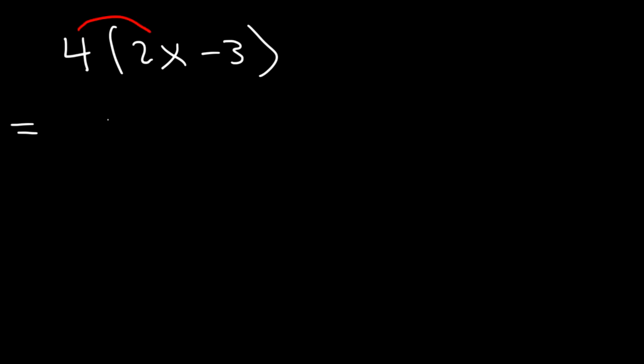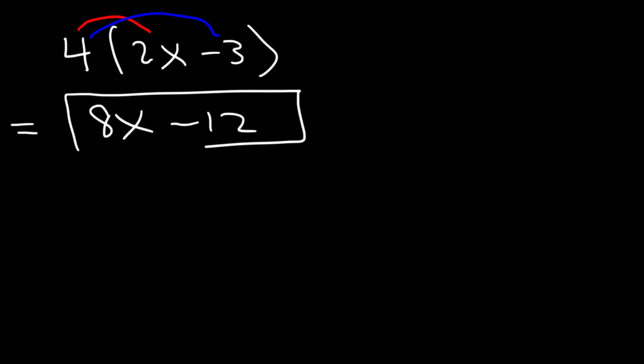Let's try another example. Now what is 4 multiplied by 2x minus 3? Go ahead and use the distributive property. 4 multiplied by 2x is equal to 8x. And 4 multiplied by negative 3 is negative 12. So this is equal to 8x minus 12.